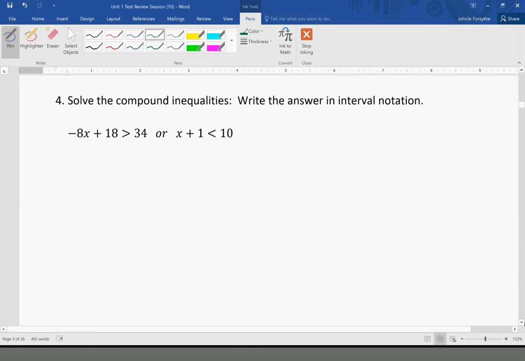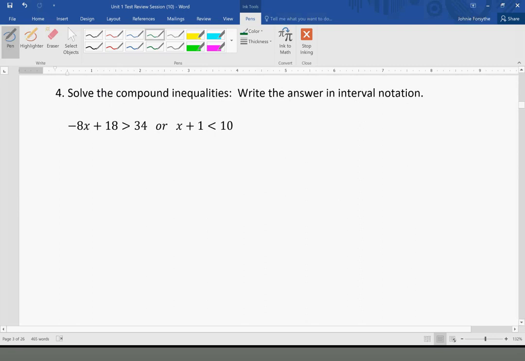Number 4. Solve the compound inequality. Same thing, but it's an OR compound inequality. So we'll start by solving the first one. To start solving for x, we want to move that 18 by subtracting 18 on both sides. So I have negative 8x is greater than 34 minus 18, which is 16.